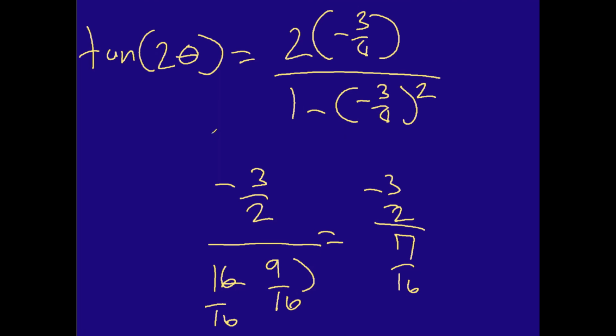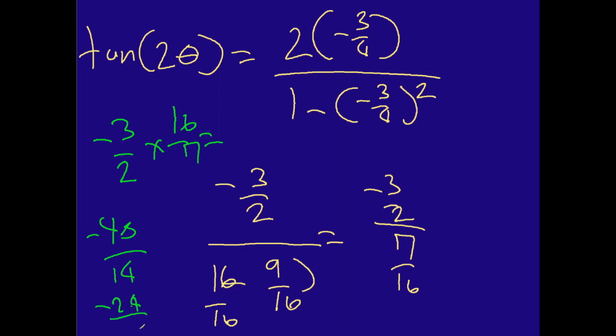Now, if we have two fractions that we want to divide, you know that you take the second one, or the denominator, you just flip it and you can multiply. So I'll just put this in a different color because I'm moving around. Negative 3 over 2, multiply that by 16 over 7. And when you do that, you get negative 48 over 14, and we can reduce that to negative 24 over 7, and that's our answer.